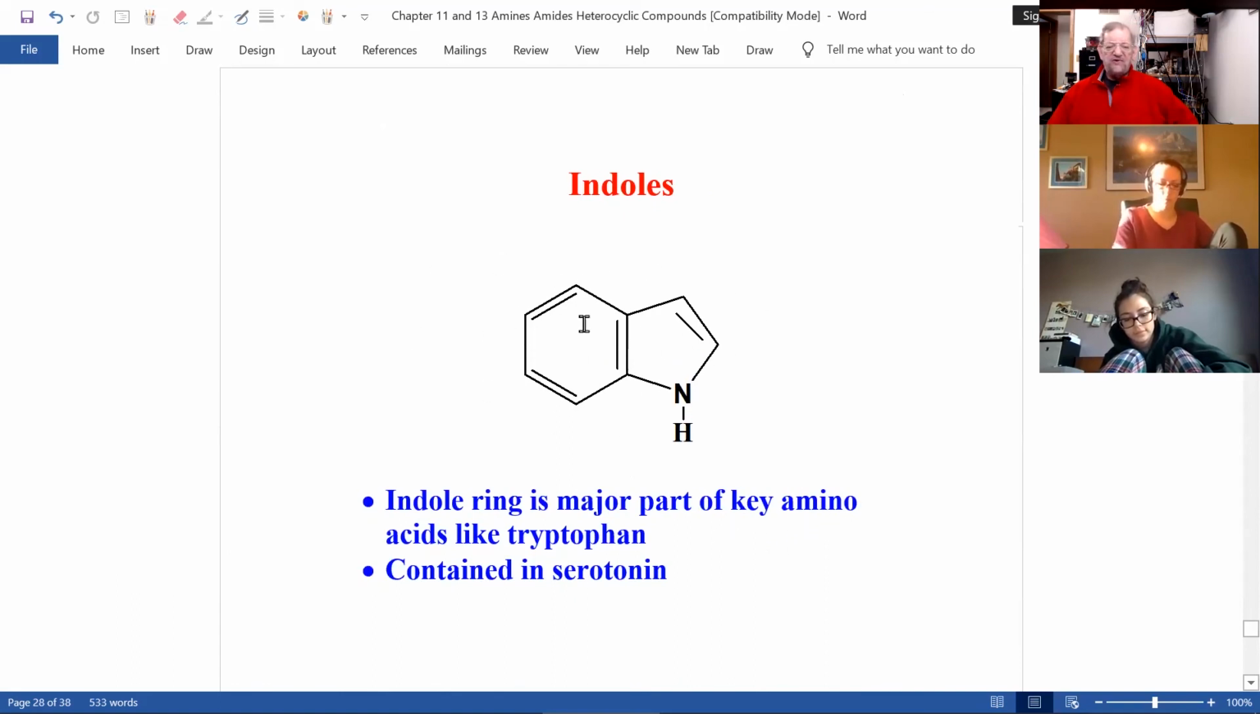Now, switch is still off. Here we have indoles, and indoles are a class of heterocyclic compounds. Notice you got a nitrogen, this is called a fused ring, and they're a key part of certain amino acids like tryptophan and found in serotonin.